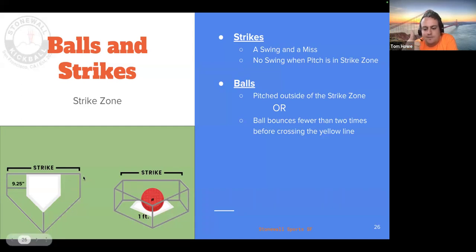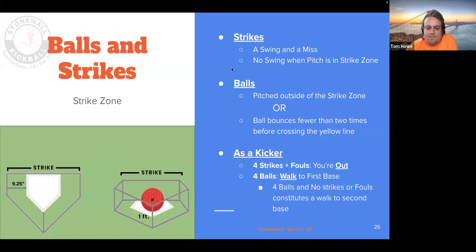So sufficiently connected to the ground, can't bounce too high, and has to be within the parameters of the plate. And again, if you don't kick a pitch that goes within the strike zone, that's going to be a strike. Any ball that is pitched outside of the strike zone, or only bounces once, is going to be a ball.